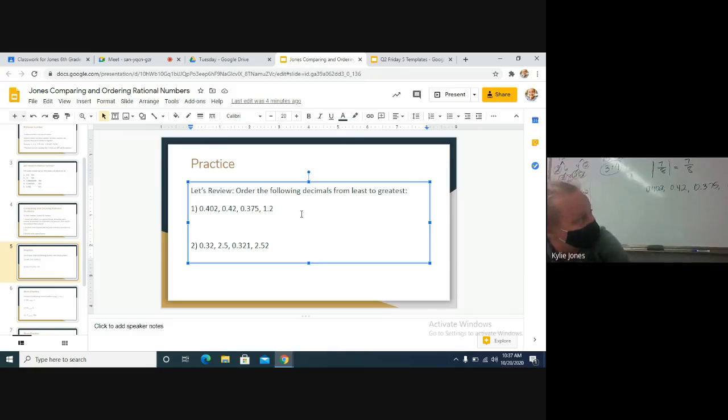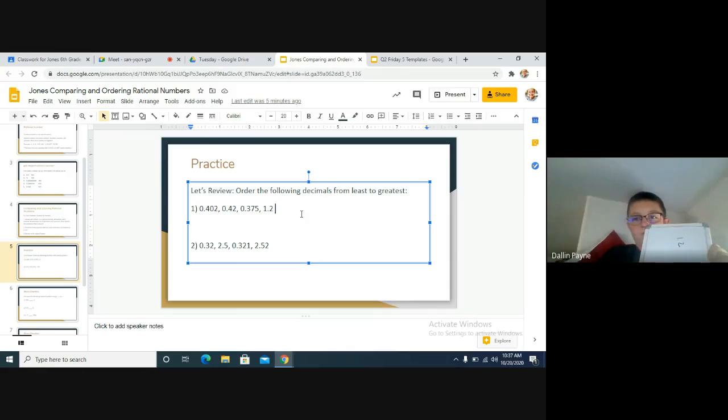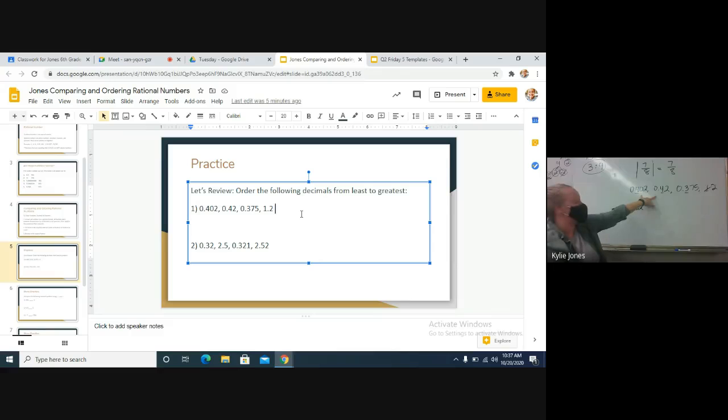Can we see all of them on the board? Okay, first things first, we should look at the ones place to see which one is the greatest. So we have a 0, a 0, a 0, and a 1. Which one is the greatest out of those? The 1.2. Okay, so we've used that one. Now, let's look at our tenths place. We have a 4, and a 3. Which one's the greatest? 0.42. Okay, so we have 2 that have a 4.